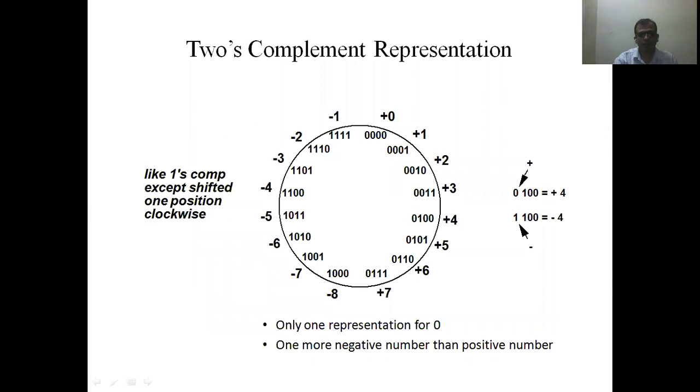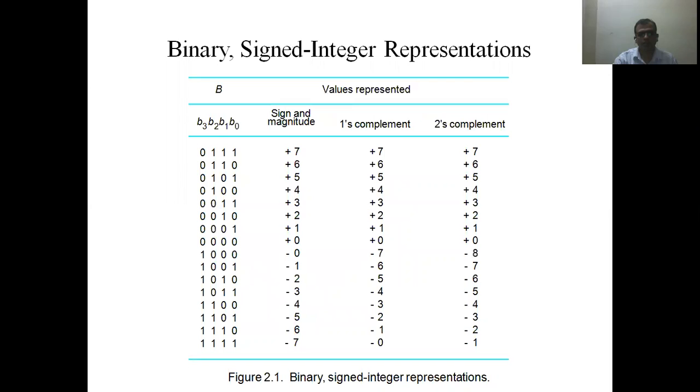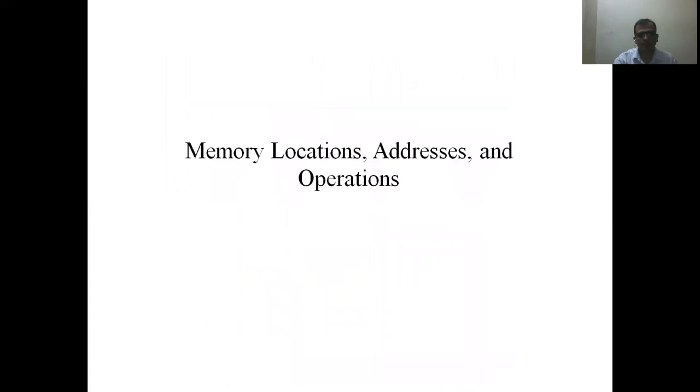In the case of two's complement representation, we first do the one's complement representation and then add 1 to the result, and then we get the two's complement representation. So whatever number we have, we first take the one's complement, then add 1, and that gives the two's complement representation. These are the binary signed integer representation examples.